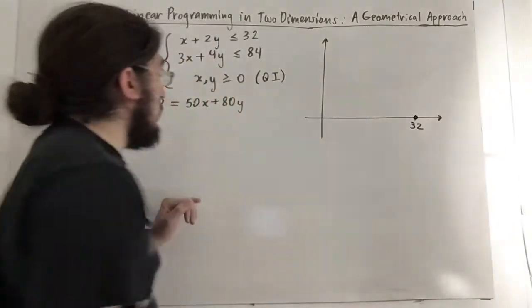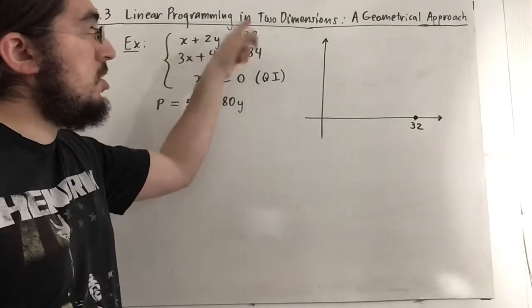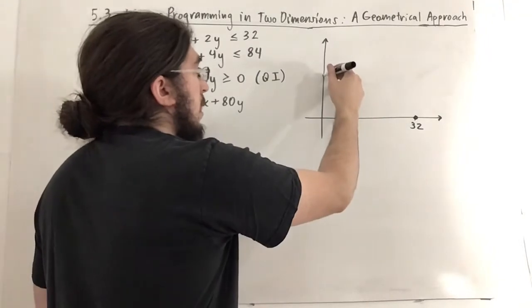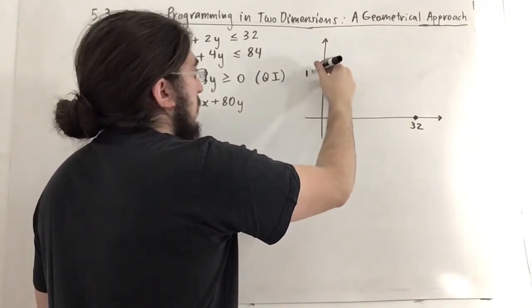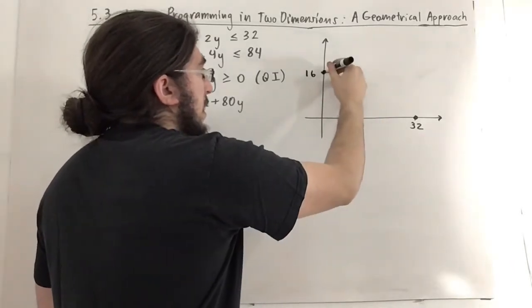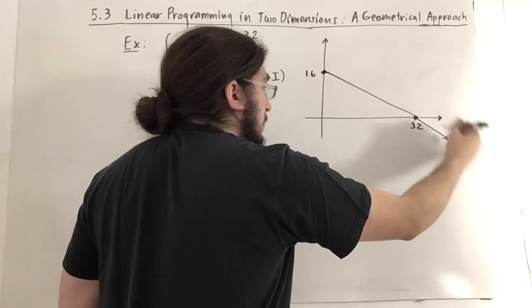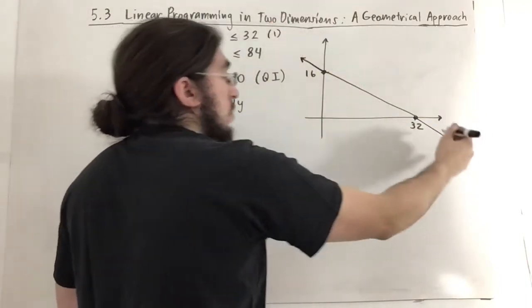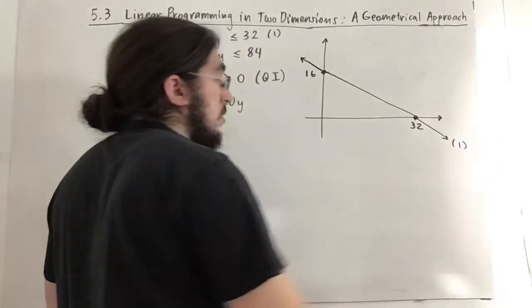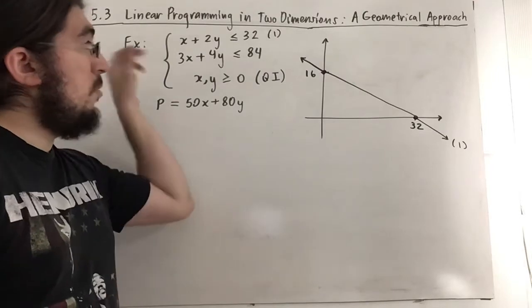What's y going to be equal to? Well, when x is 0, to find y, divide by 2. 32 divided by 2 is 16. And let's just say that is over here somewhere. Connecting these points gives us this line. And if I call this inequality 1, that'll correspond to the line of that inequality. Okay, we have one more.